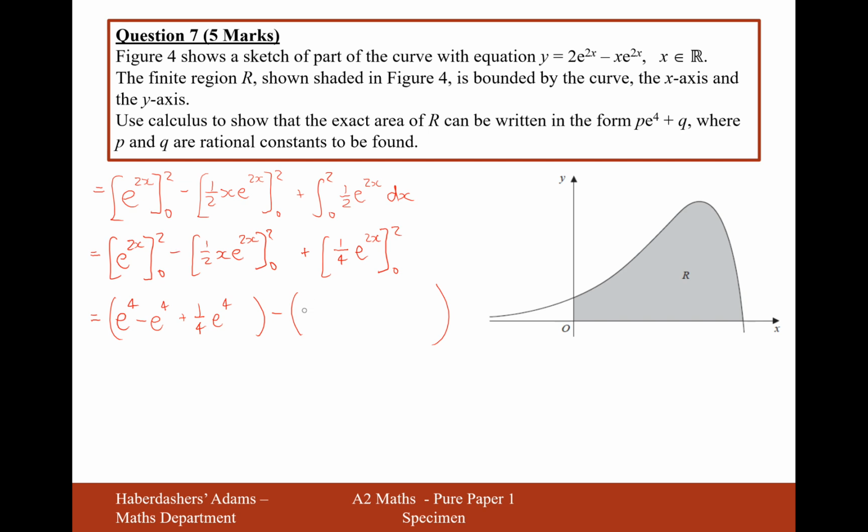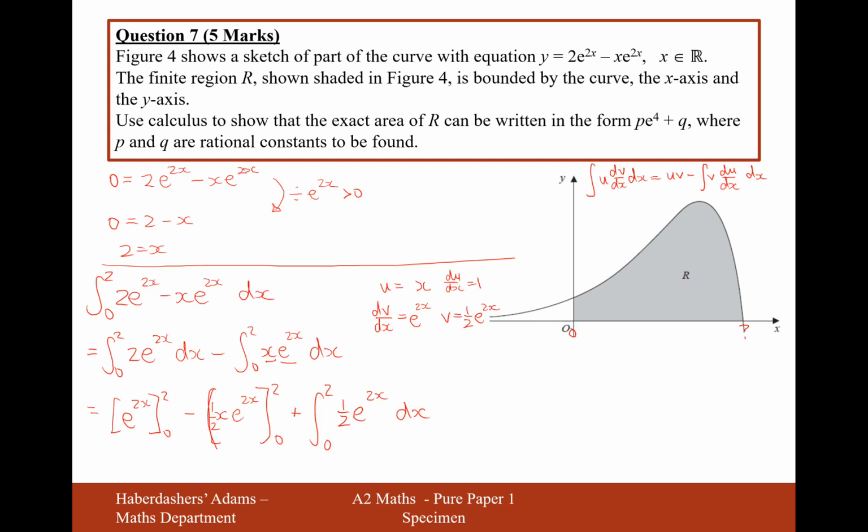So it's going to be 1. Substituting in 0 here, that's going to give me just 0. And then it's going to be plus 1/4 here, because substituting in 0 into an exponential just gives you 1. So those two will cancel each other out. So it's now going to be 1/4 e to the 4 minus 5/4. So there we are, the value for p is equal to 1/4 and the value for q is equal to minus 5/4.